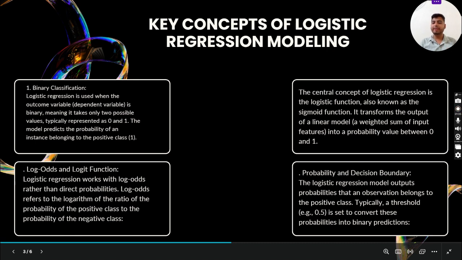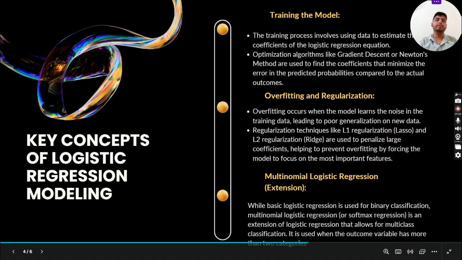It transforms the output of a linear model, a weighted sum of input features, into a probability value between 0 and 1. In probability and decision boundary, the logistic regression model outputs the probability that an observation belongs to the positive class. Typically, a threshold is set to convert this probability into a binary outcome.